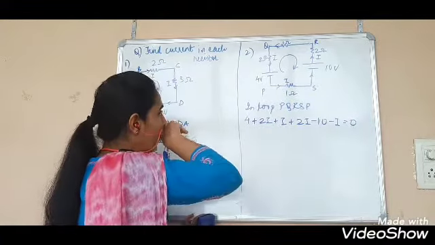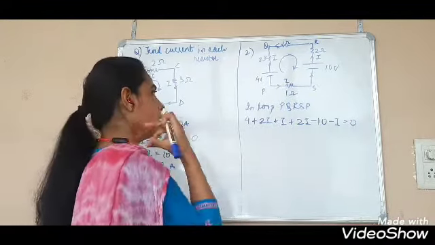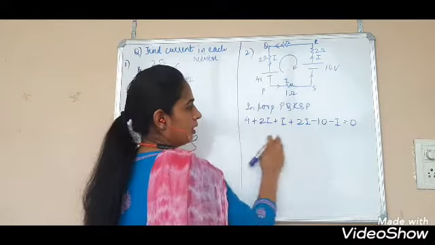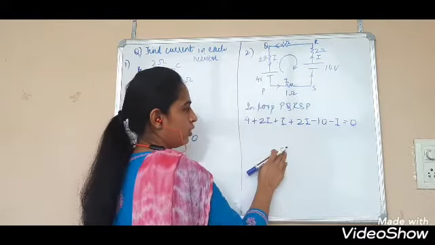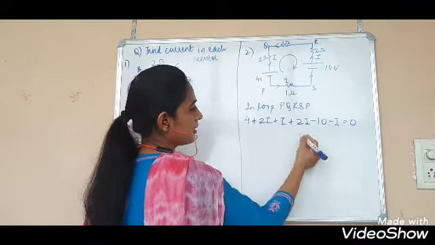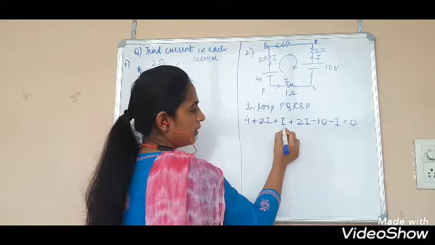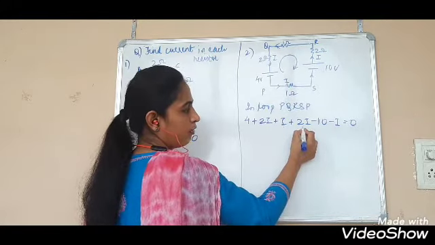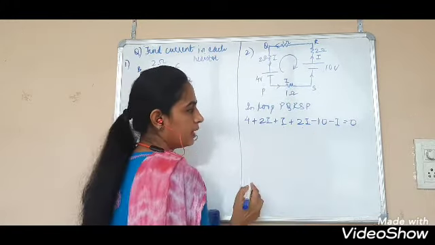Here we've taken care of all the potential drops. So 4 minus 10 is minus 6. 2I plus I is 3I, plus 2I is 5I, minus I is 4I.